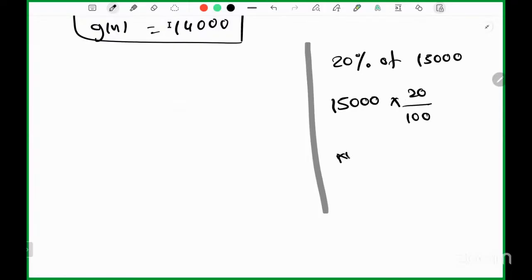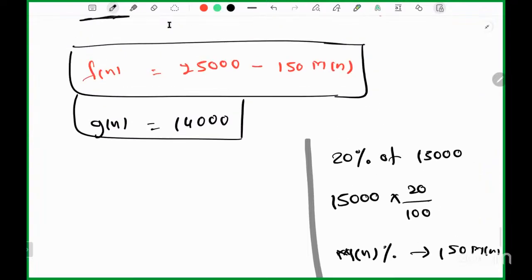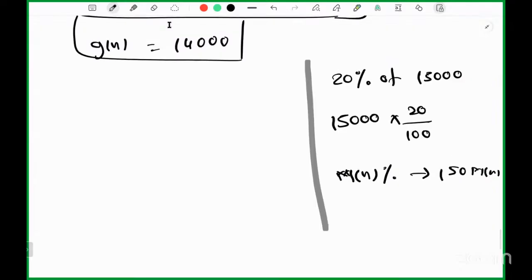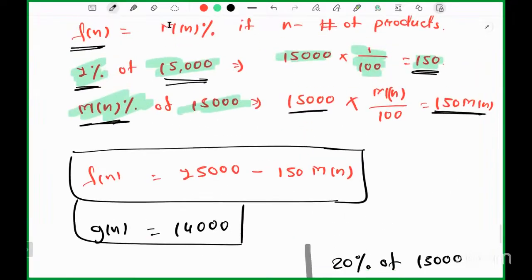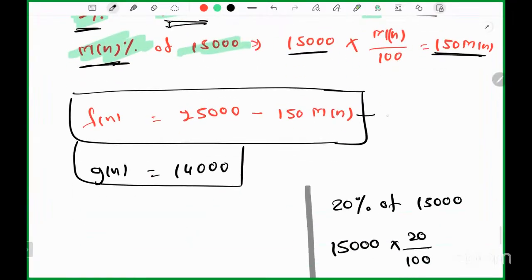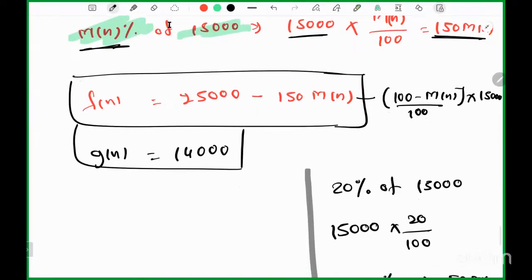Similarly, mn percent will be 150 times mn. You can also calculate 100 minus 20 upon 100 multiplied by 15,000, and that's also correct. So if you use that formula, you get 100 minus mn multiplied by 150, or with 15,000 upon 100, something like this. No matter what formula you use, ultimately f of n will become 15,000 minus 150 times mn, because that's the meaning of mn percent of the payable amount.